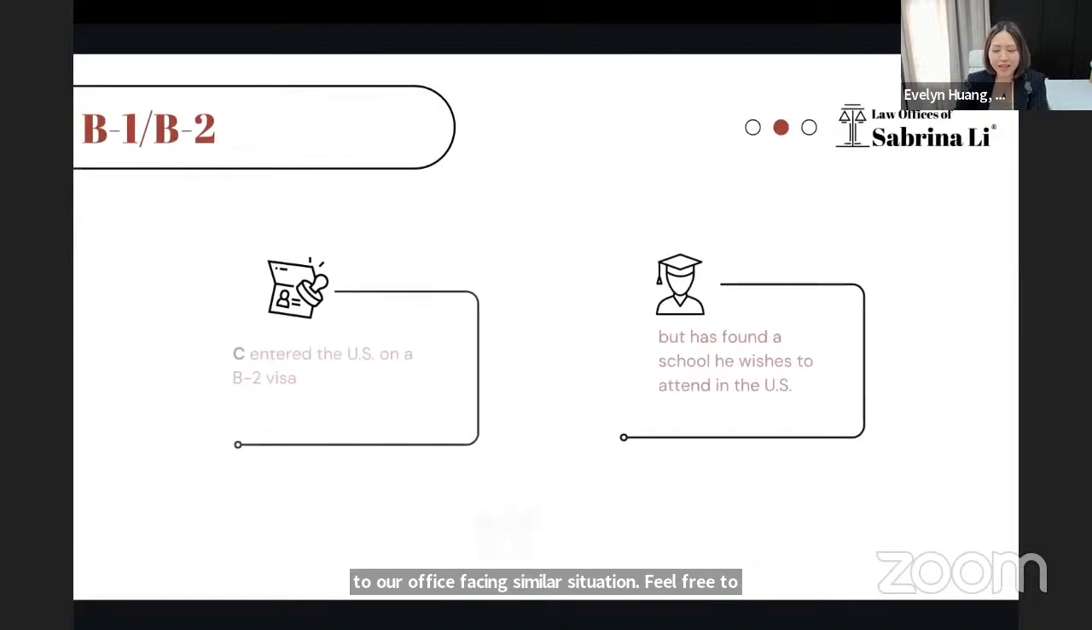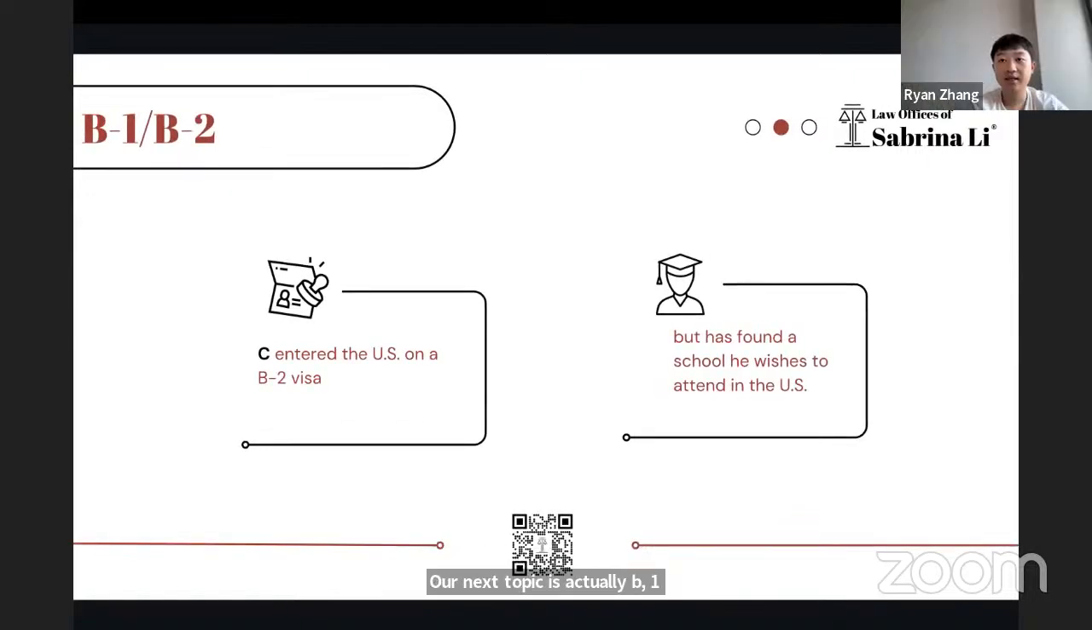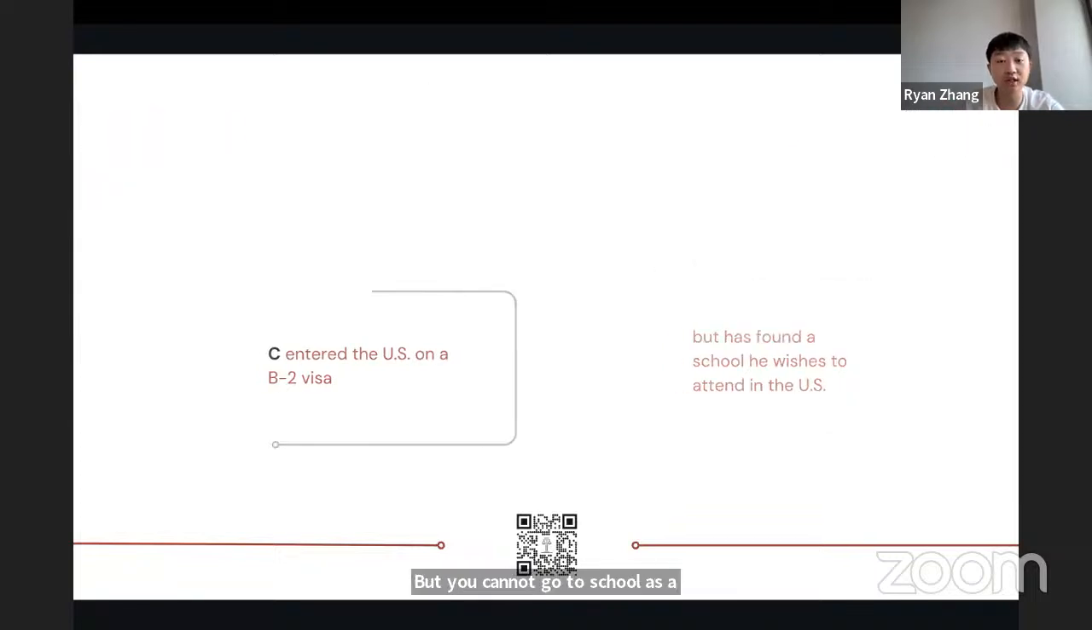Our next topic is actually B1, B2, which I mentioned earlier. This is getting more and more common as well. Some people would intentionally come in on a B1, B2 visa, but some people also genuinely want to change status once they get into the US. So if a person, for example, entered the US on a B2 visitor visa and finds a school that he or she wishes to attend in the US, you cannot go to school as a visitor, as a B1, B2. So you have to change your status.